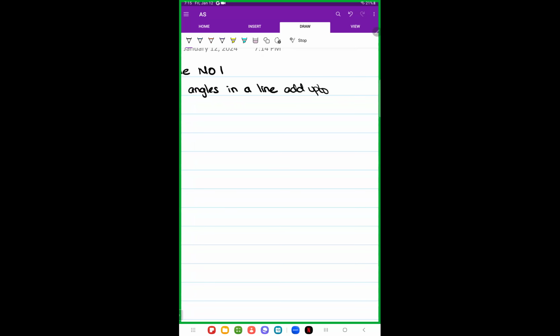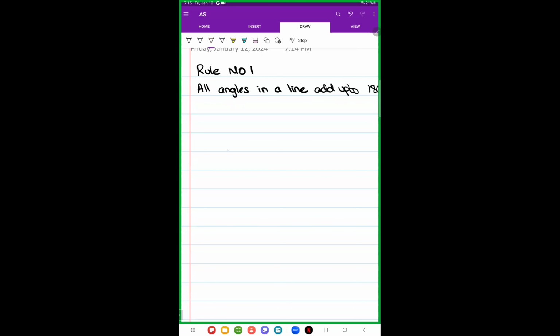180 degrees. What does this mean? This means, for example, this is a straight line, a 180-degree line. All angles over here, for example, I have a line here, here, here. All of these A, B, C, D. Angle A plus angle B plus angle C plus angle D should be equal to 180 degrees.